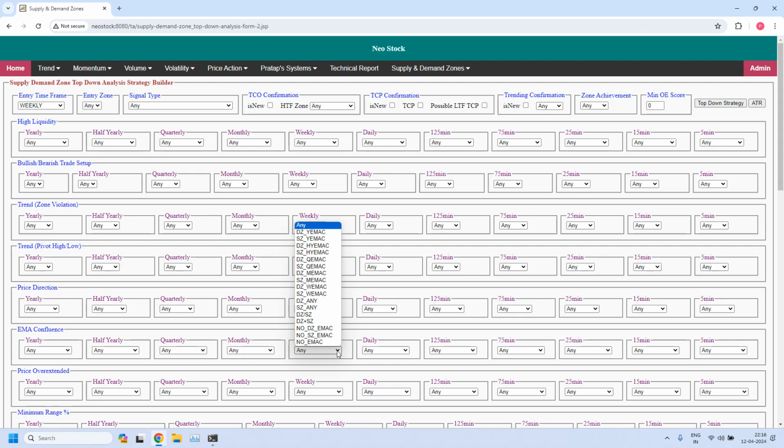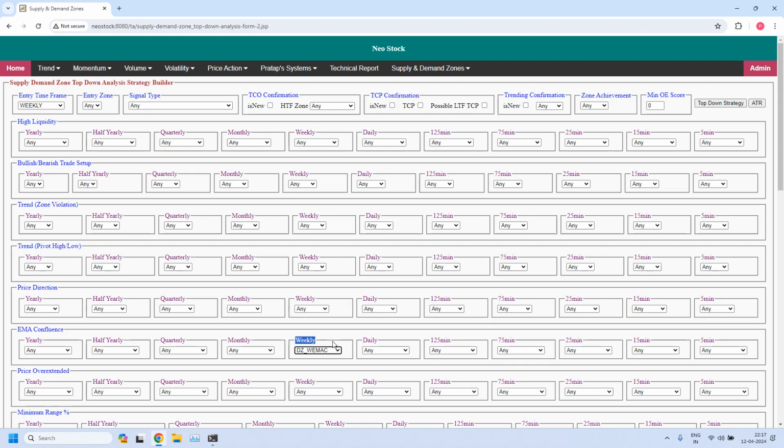Weekly EMA Confluence for the demand zone. This is the one, DZWEMAC. That means demand zone having weekly EMA Confluence. But we already learned EMA Confluence makes sense only in the trending market. In a ranging market, it is not really meaningful.